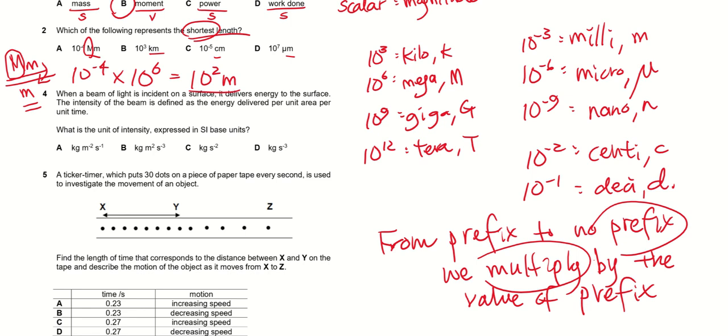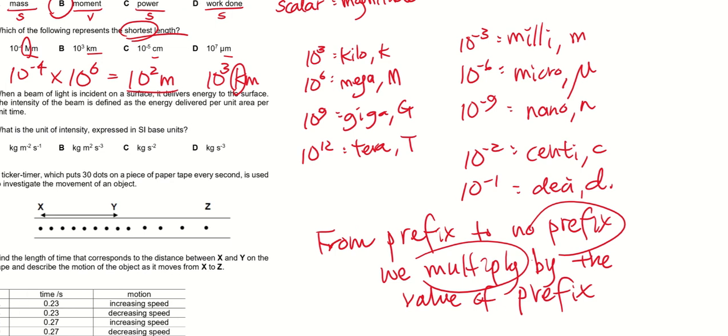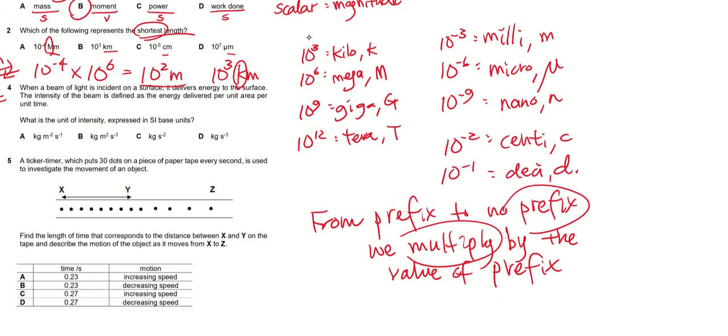Let me do one more example. B is 10 to the power of 3 kilometers. I'm going to convert from kilometers to meters, from having a prefix in a unit to no prefix. So I need to multiply by the value of the prefix. Sorry, very messy.